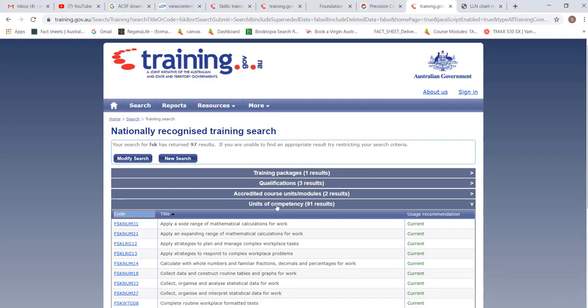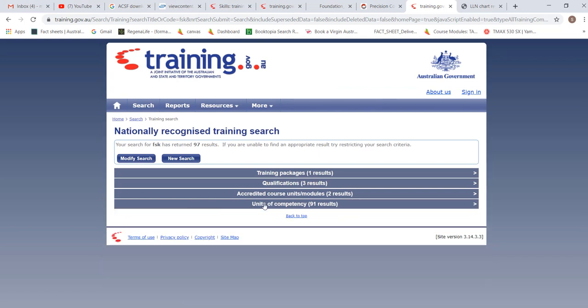Now, foundation skills units. If you want to find foundation skills units, all you need to do is type FSK in the search bar. Foundation skills units are basically units that were put together in order to support LLN challenged learners. If you come to training.gov.au and type in FSK, as I said, you'll find that.